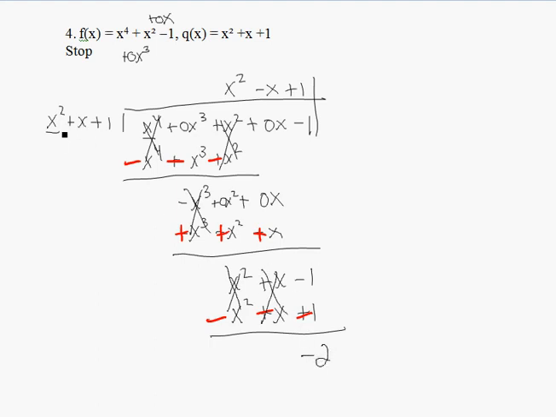So again, is x squared plus x plus 1 a factor of this dividend here or this polynomial? No, because we got a remainder of negative 2.